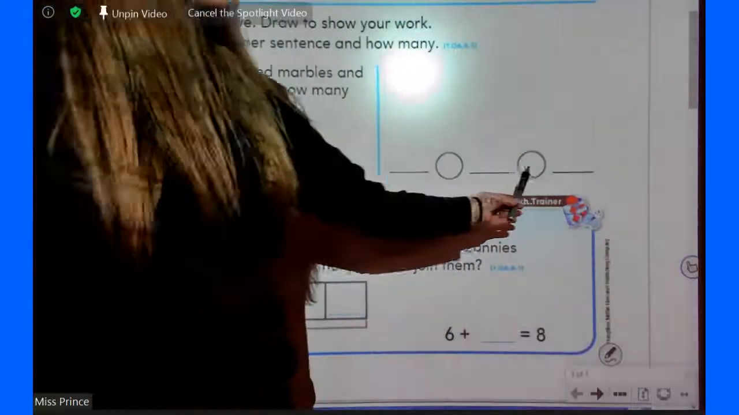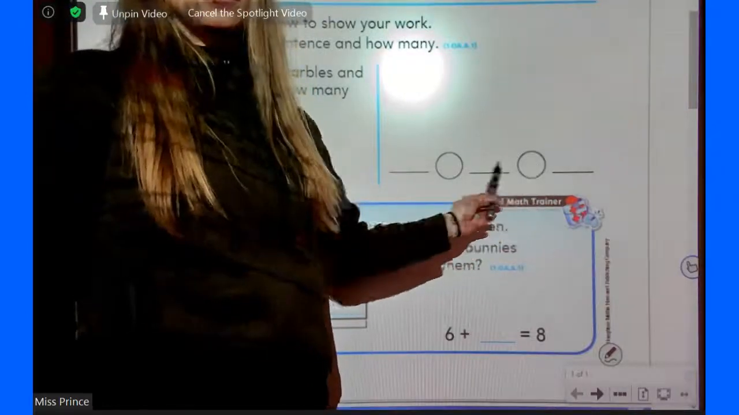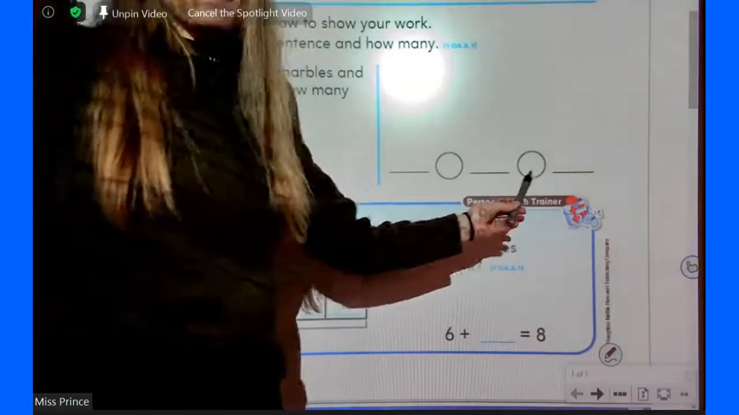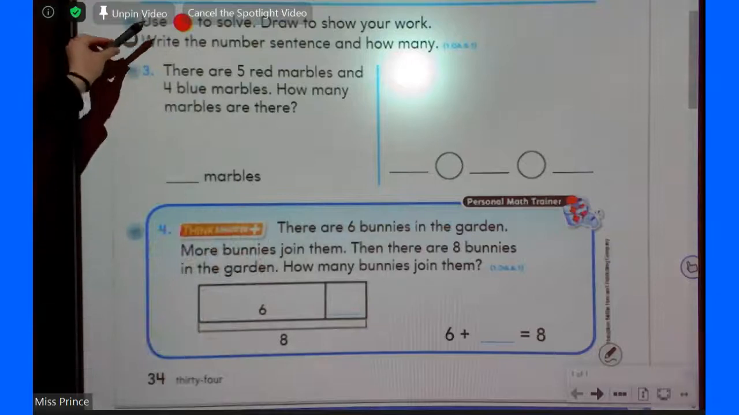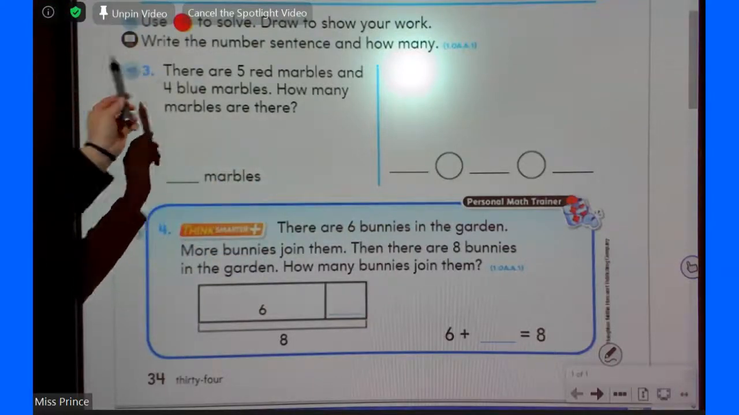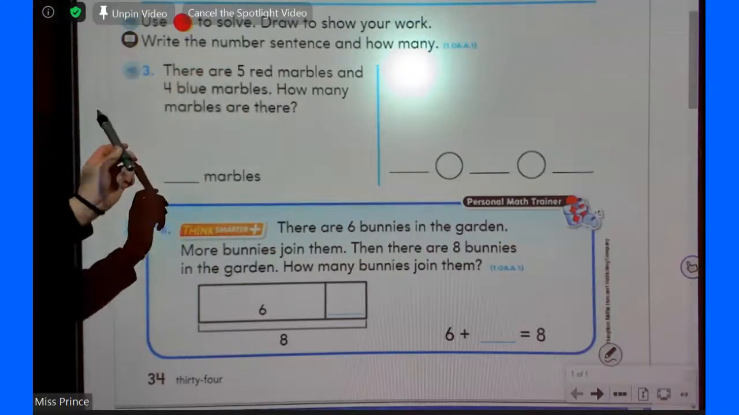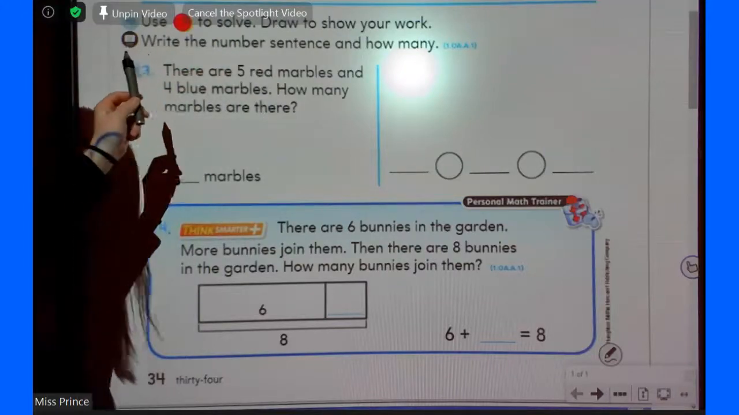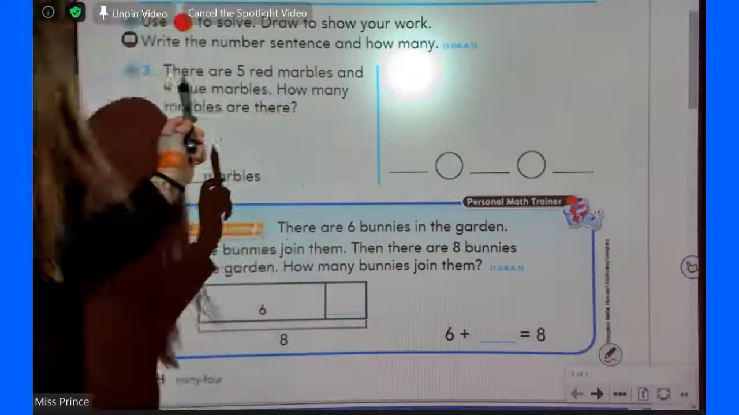We're going to go down here to this next part. Ooh, I see spots here for some symbols. Remember, if there's those circles here, we put the symbols there. Use counters to solve. We're just going to draw the picture. Write the number sentence and how many. I'm going to read the problem, and as I read it, we need to circle important information.